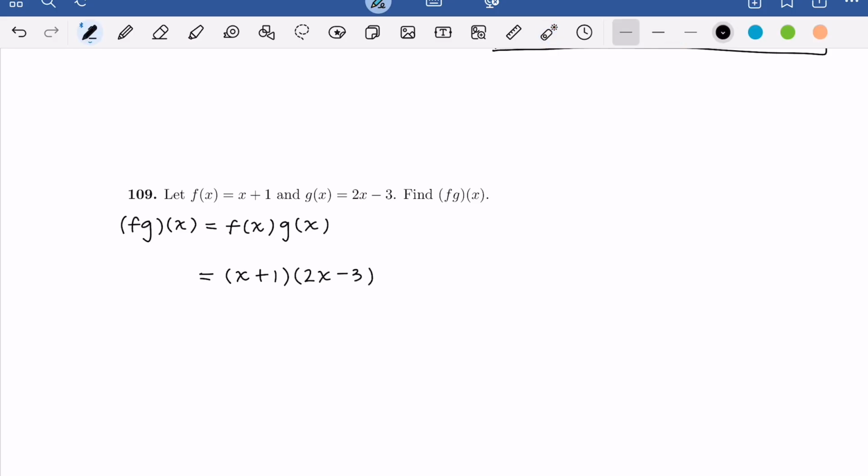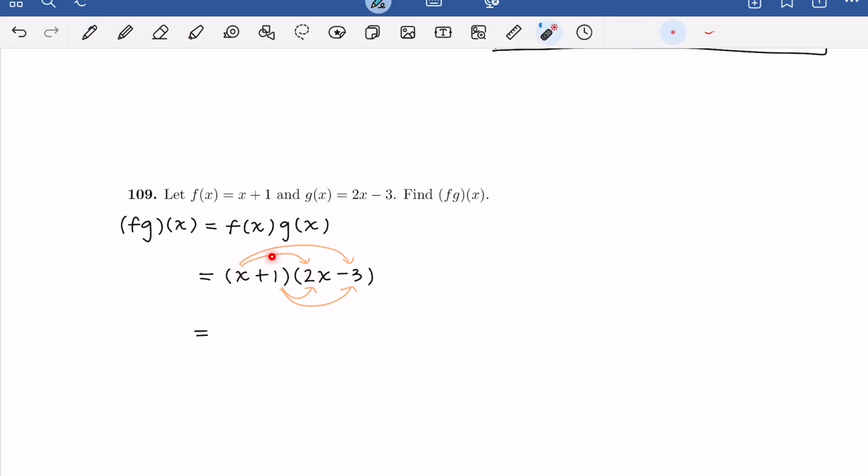Now, in this case, we're not dealing with any special cases. This isn't the square of a binomial, etc. So what we're going to do is just FOIL this guy. We're going to multiply our first terms, then our outer terms, then our inner terms, and our last terms to get this product, and then simplify.